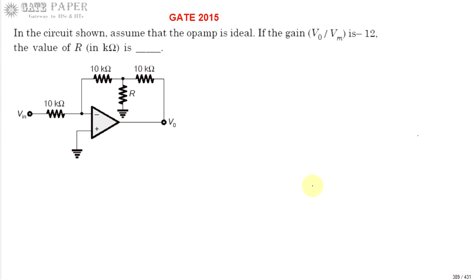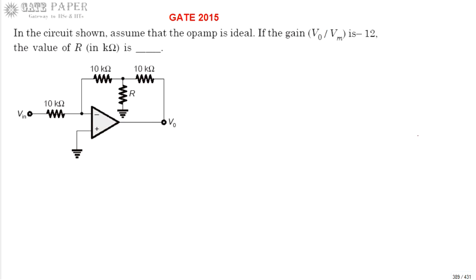Hello, we are discussing the GATE 2015 ECE paper. Look at the circuit diagram. In the circuit shown, assume the op amp is ideal. If the gain V0 by Vin is minus 12, the value of R is? What is the value of R? We are going to calculate.